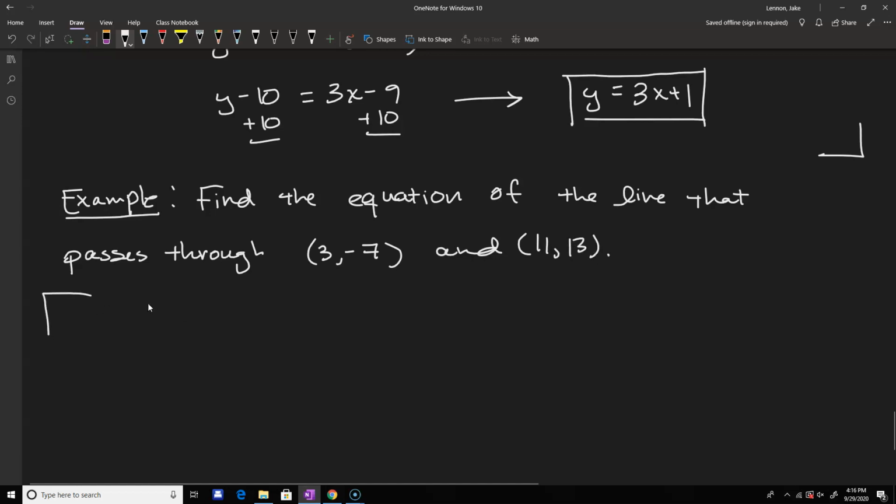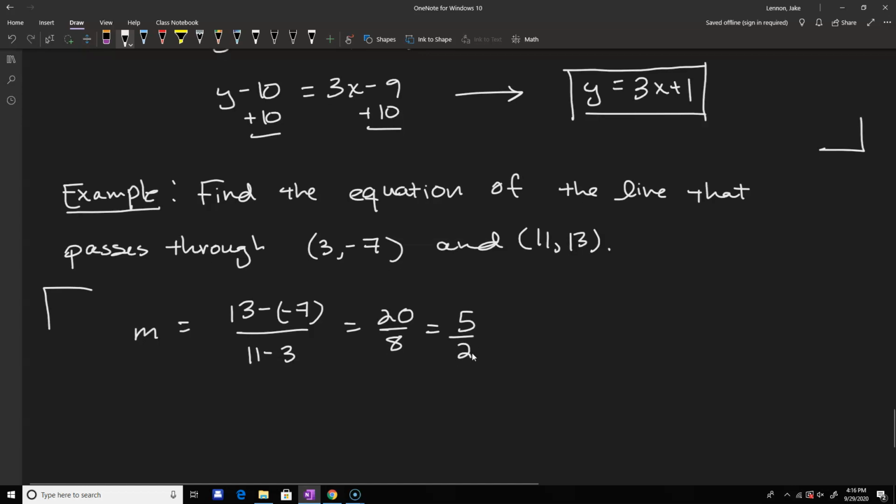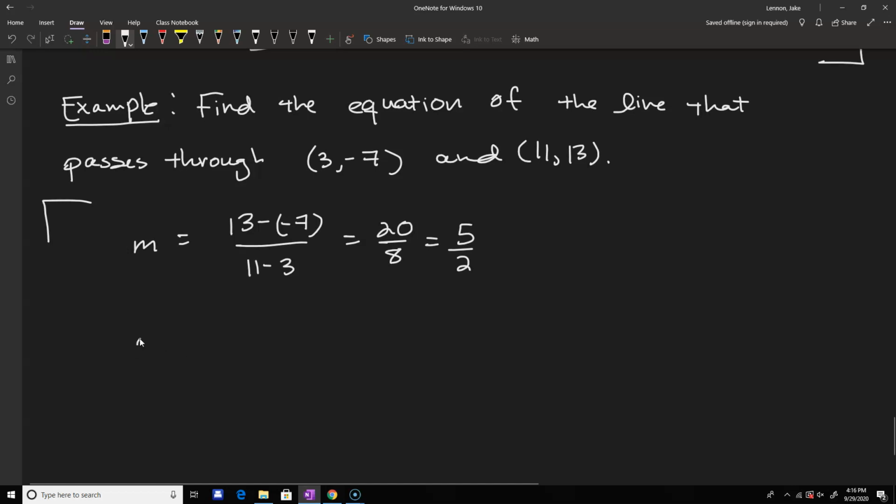So again, step 1, we want to find the slope. So here our m is 13 minus negative 7 divided by 11 minus 3. So we have 20 over 8. We could simplify that fraction. Both the top and the bottom are divisible by 4, so that's going to be 5 over 2. And then we want to write it as y equals 5 over 2 x plus b, which is the y-intercept value we want to solve for. Let's go ahead and plug in 3 for x and negative 7 for y.